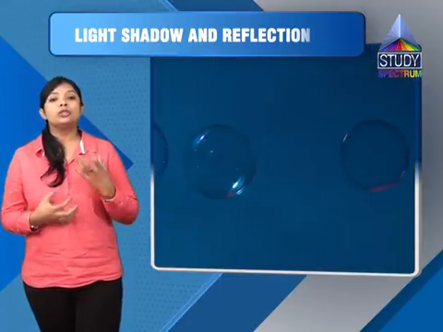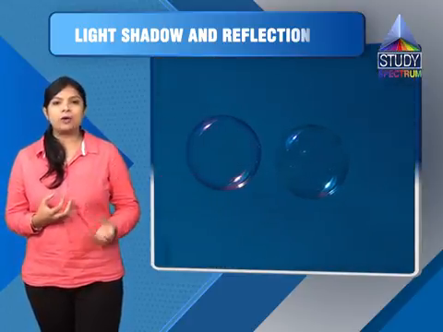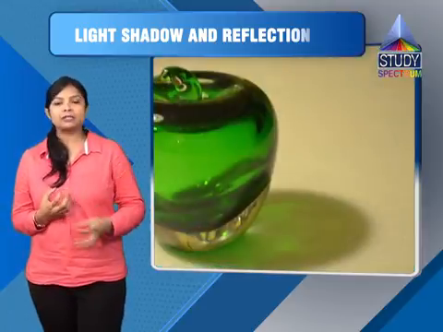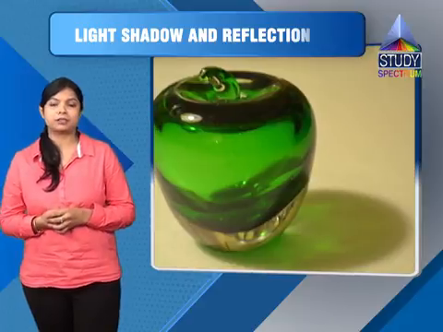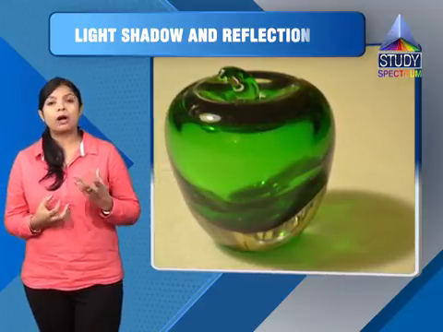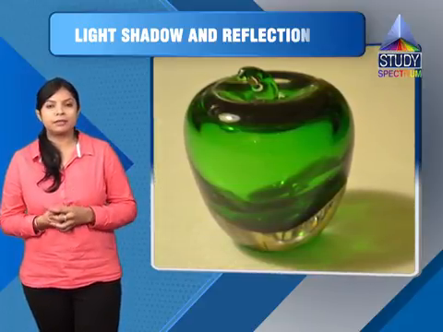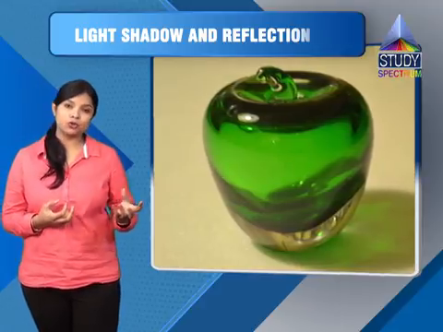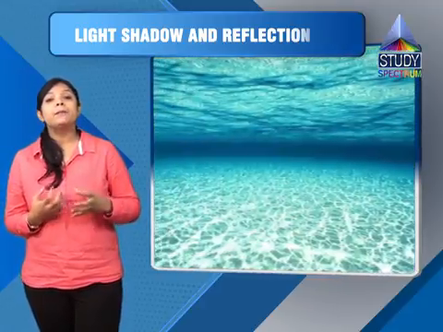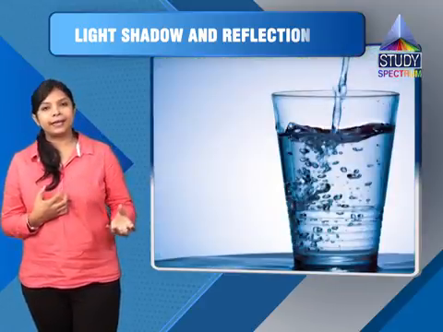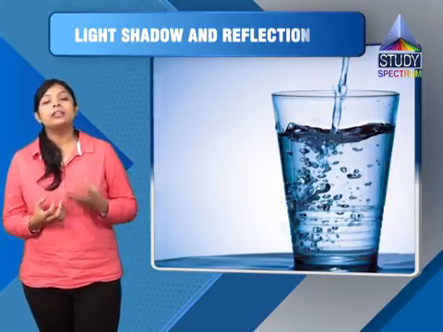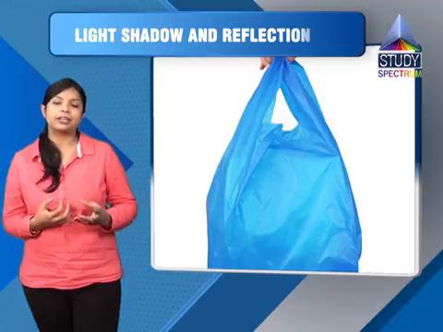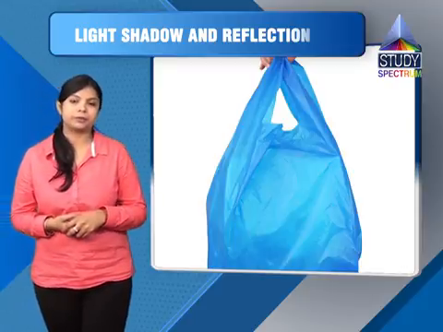So students, those materials which allow light to pass fully through them are called transparent objects. How will we know which objects come in this category? Like test tubes, water tumbler, plain water, air, and substances like polythene. These substances come in the category of transparent objects.